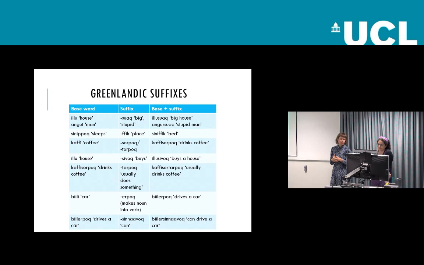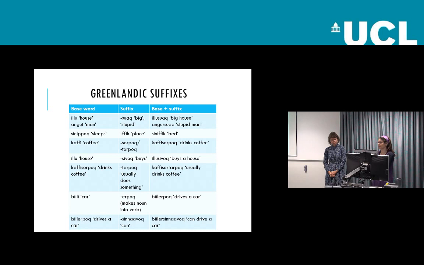So if you ever want to specify that something is done regularly, like say I go to university, if it's something that you do more than once, then you put in this tar suffix. So that's obligatory. It's kind of like a compulsory element of the verb. You have to distinguish between something that you do once and something that you do regularly.